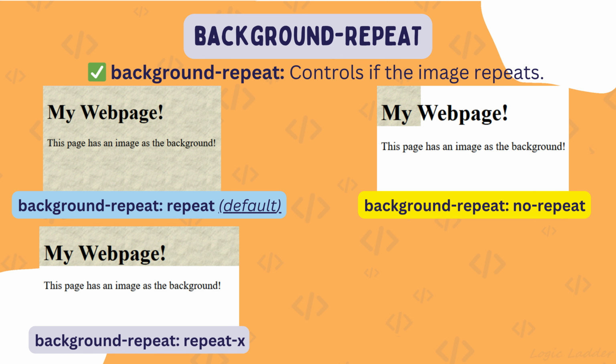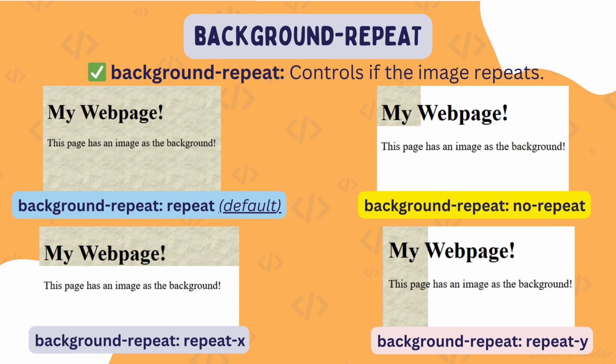If you want it only across the top, use background repeat X. It will repeat the image horizontally till the element width. If you want the image to repeat only vertically and not horizontally, you can use the background repeat Y property.